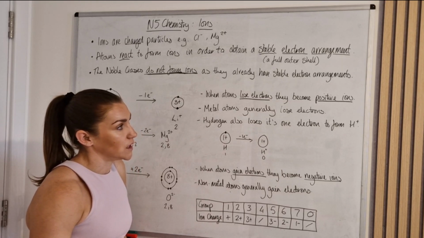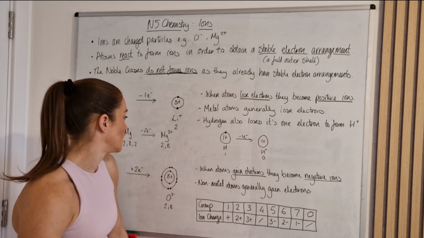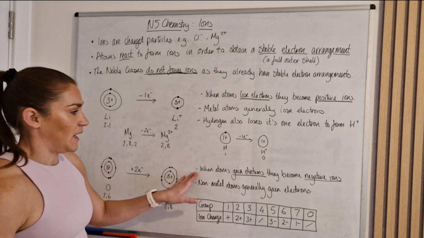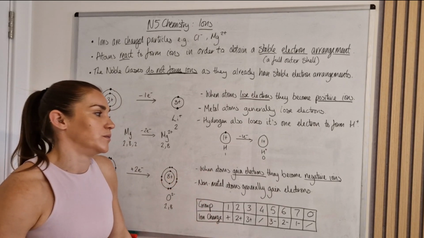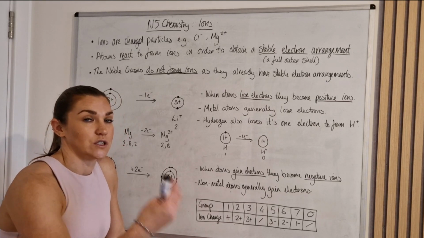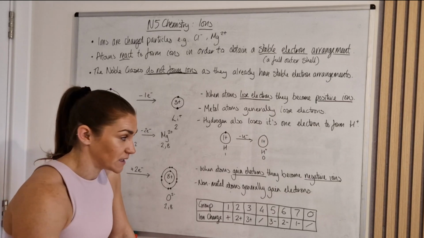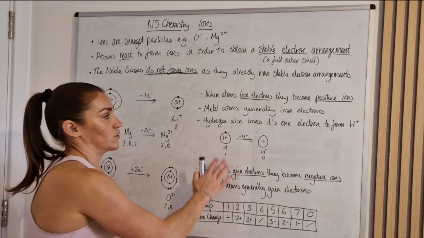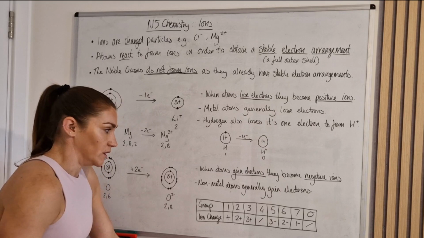It's lost its only one electron that it had. If we then have a look at atoms when they gain electrons, so when they're gaining negative electrons, they become negative ions. If you take on more negativity, you'll become more negative. And it's generally the non-metal atoms that will gain electrons. Of course, hydrogen is the exception to that rule.